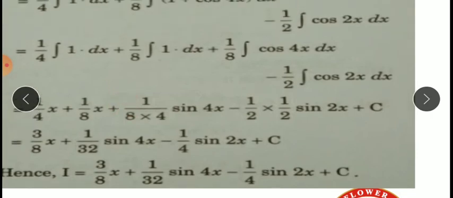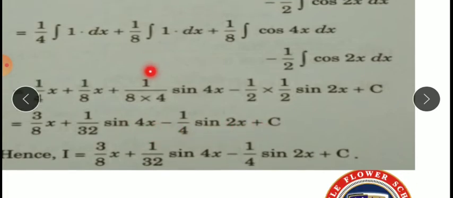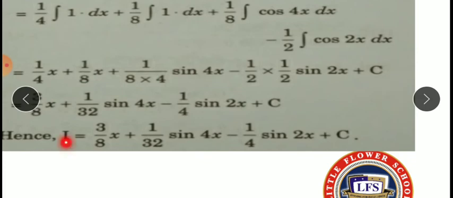LCM of 1 upon 4 plus 1 upon 8 is 8. That is first two term. It becomes 3 upon 8 x plus 1 upon 32 sin 4x minus 1 upon 4 sin 2x plus c. Finally, our integration I is equal to 3x upon 8 plus 1 upon 32 sin 4x minus 1 upon 4 sin 2x plus c.